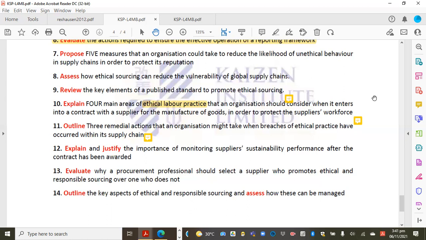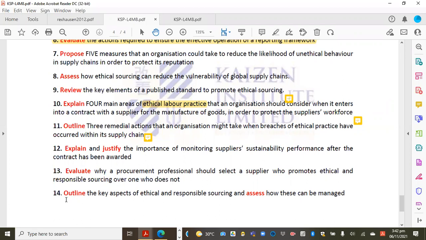Of course, suppliers who promote ethical and responsible sourcing will be more desired than those who don't. And those who promote ethical and responsible sourcing are environmentally conscious, so whatever they sell to you will not have a negative impact on the environment. Exactly. Your disposal cost will be reduced because reverse logistics is already in place.